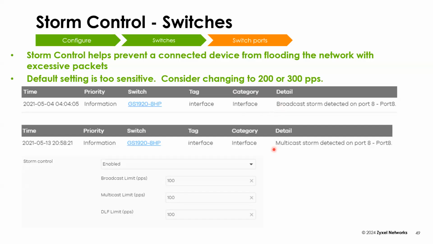I'm trying to scan the logs looking for some problem, and there's just too many of these I've got to filter out. So feedback from our sales engineers, you probably want to change the default value to 200 or 300 packets per second. So you do that by going to configure, switches, switch ports, storm controls enabled, and then just change the default value from 100 to 200 or 300. And again, you can tweak that based on what's going on that particular network.